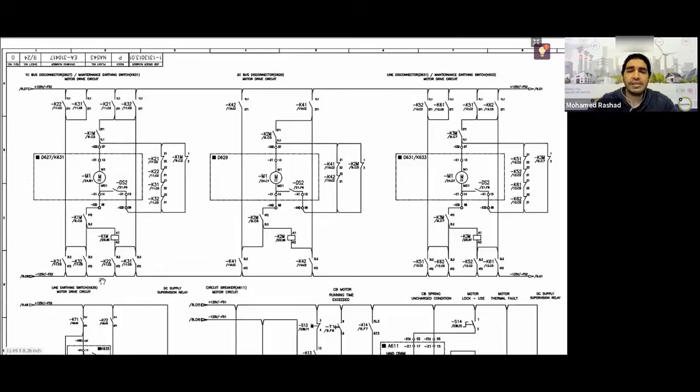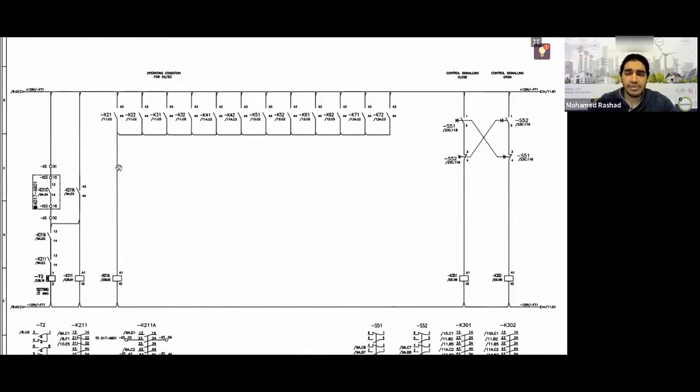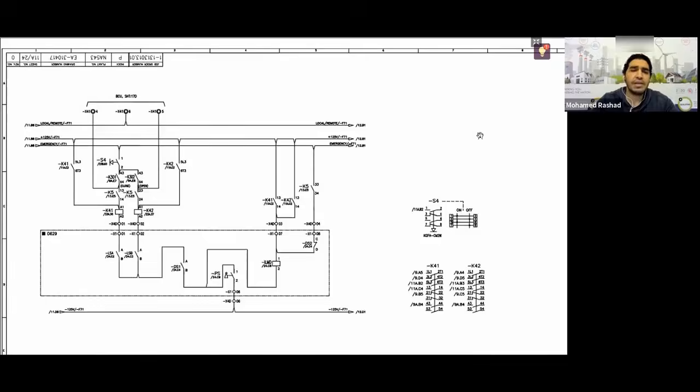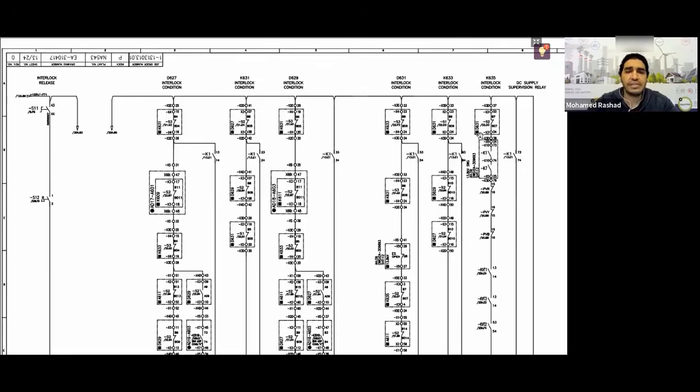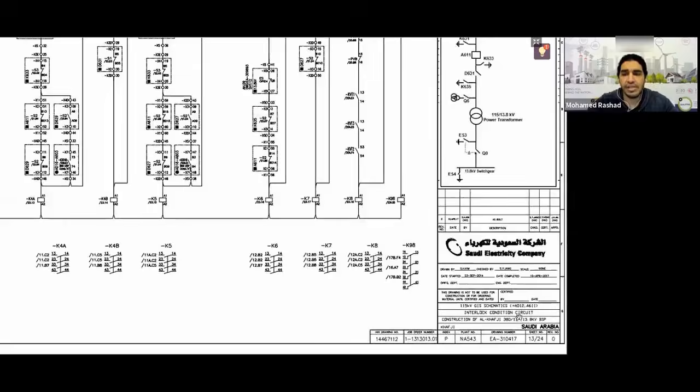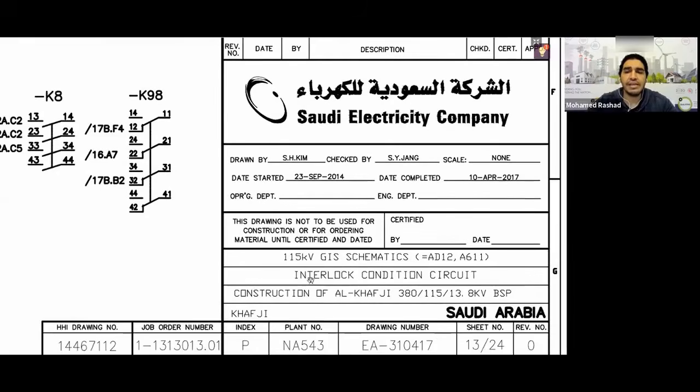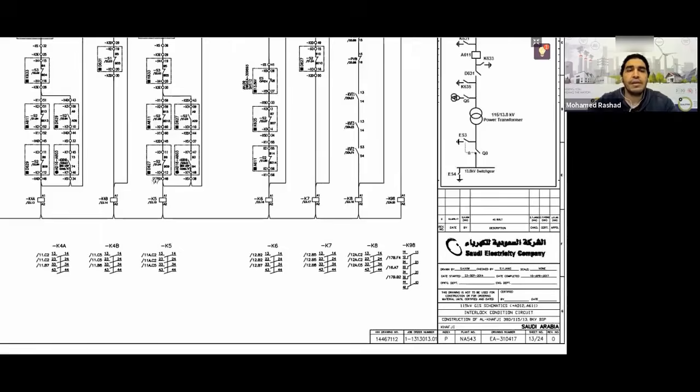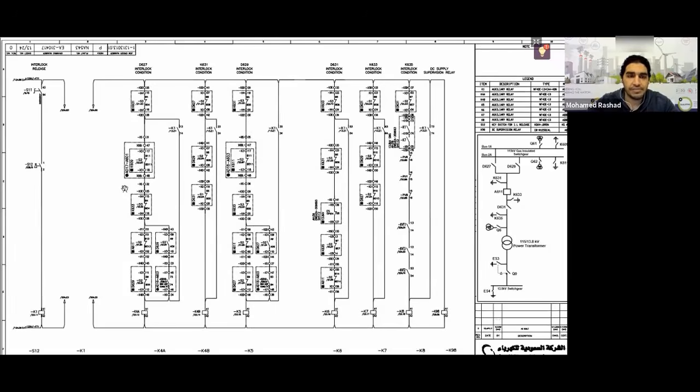Okay, I will go to page 9A, which is this page. Then from this page, I will go to page 11 and so on until I reach page 13, which is the interlock page. If you look here, you will find it written as interlock condition circle. Interlock condition circle. Now, let's take a look at my circuit here.